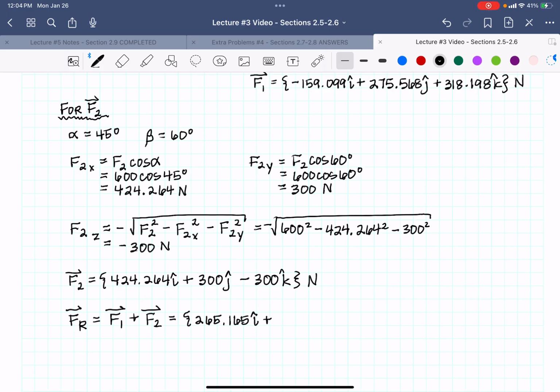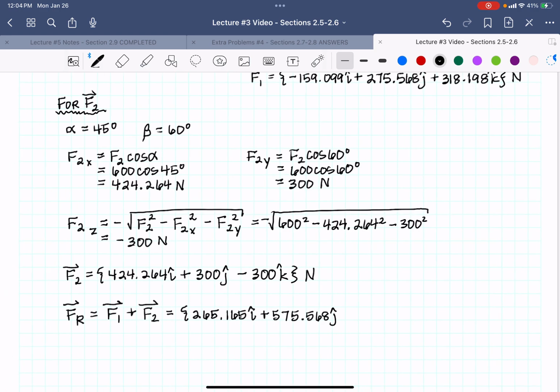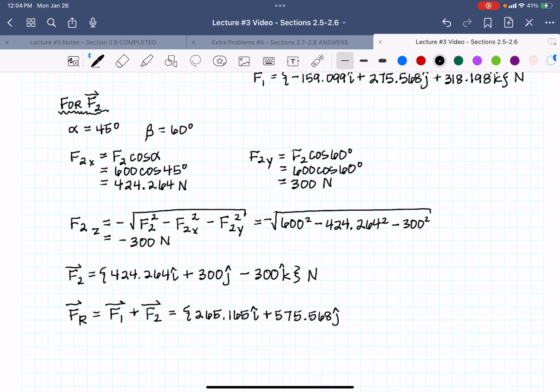And I add the j components together, I'm going to get 575.568. I am keeping all my decimals because this is not my final answer. It did not ask me for the Cartesian vector. It asked me for the magnitude of the resultant vector and its angles. So I'm just writing out the Cartesian vector now. Last thing, the k component, which is 18.198 in the k hat. So that is our resultant force.